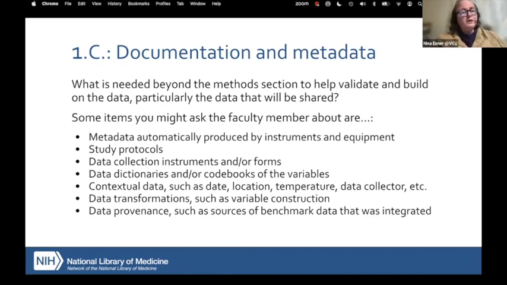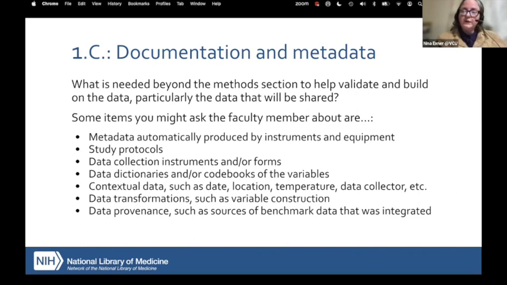So this 1C, what is needed beyond the methods section to help validate and build on the data? So let's think about our example of the bear and panda. In the case of the brown bear, we got to the end with variables SAM2 and SAM3 and SAM4, and we don't know what they are. At some point in time, someone knew, though.